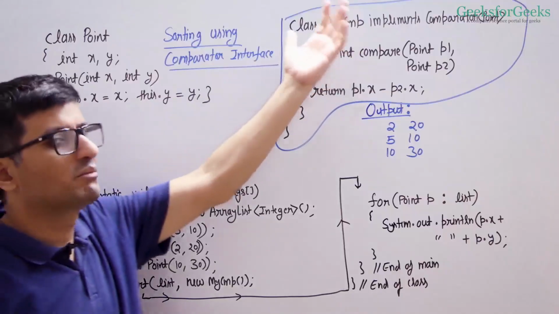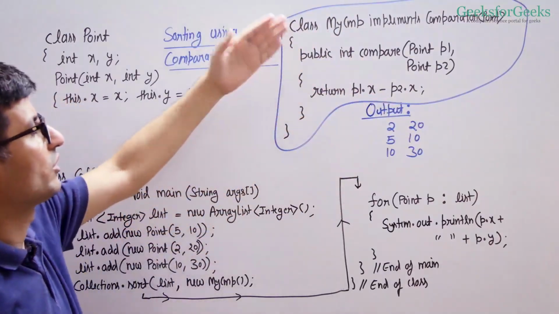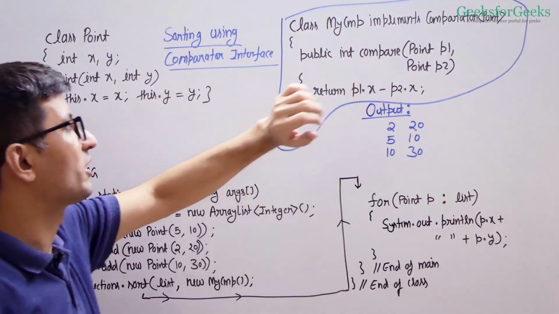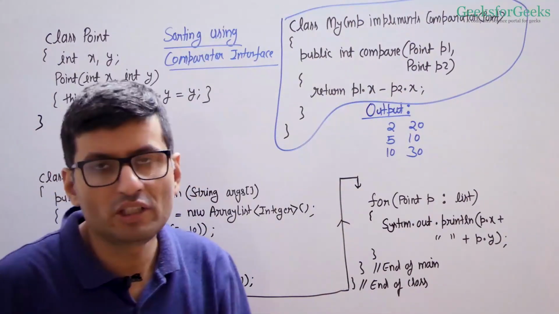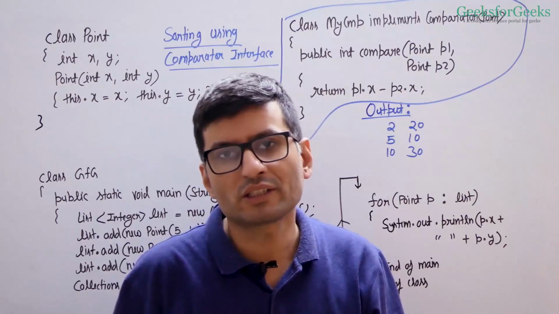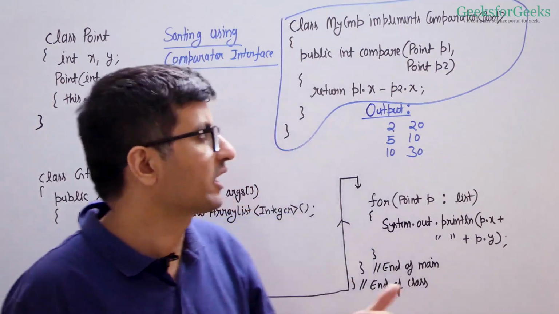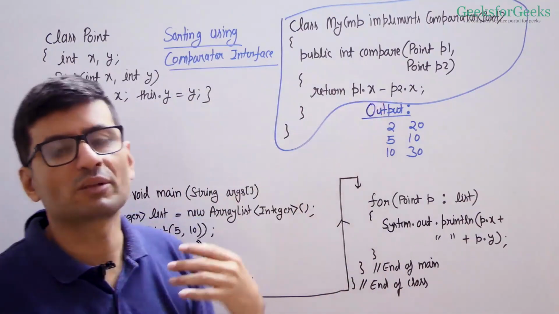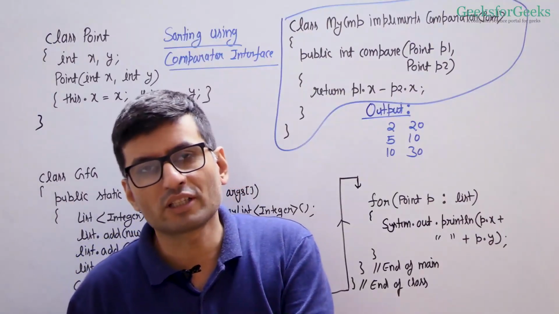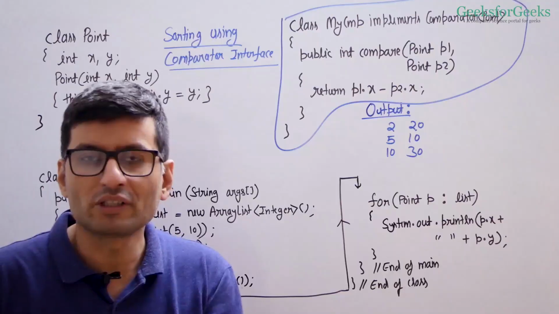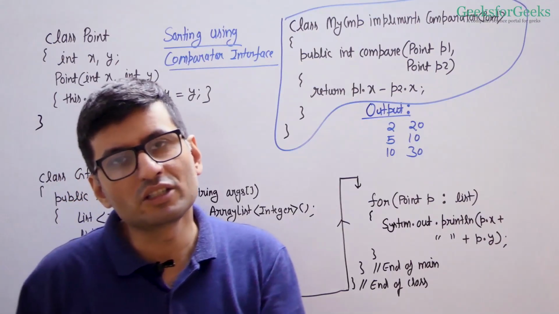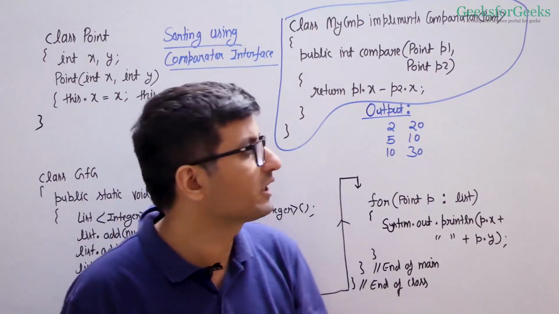I've called it myCMP. You can call it anything. You can call it point comparator. That would be a better name. So this class is used to sort the array of point objects according to our own criteria. And the criteria that we have used here is we are subtracting p2.x from p1.x. So the point is very clear. We want to sort the points according to x coordinate, increasing order of x coordinate, natural order, right?